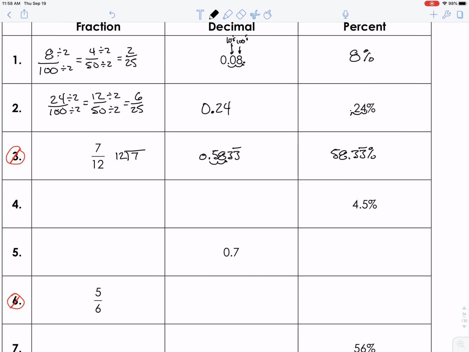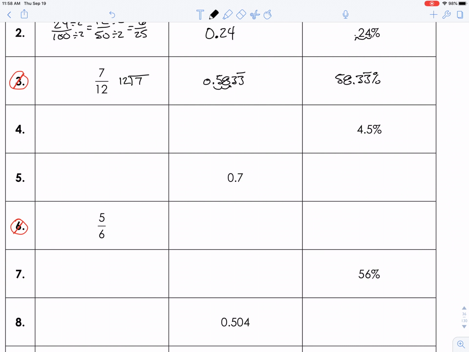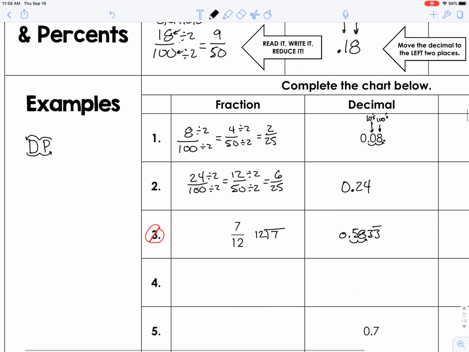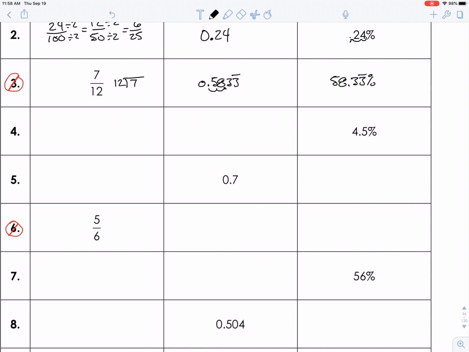Okay. Number 4, we got to move that decimal because we're going from percent to decimal. So remember, percent to decimal, that means I'm going right to left. So I got to move it left 2 places. So I move it 1. Well, I've only got 1 spot. Do I stop? No. I add a 0.